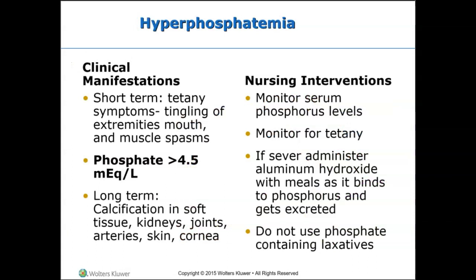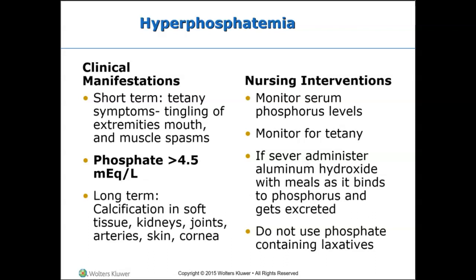Clinical manifestations include tetany symptoms in short-term excess levels. And if levels are high enough for long periods of time, calcification in the soft tissue can occur. So we're going to get, again, tetany, tingling of the extremities, maybe the mouth, maybe muscle spasms. Again, long-term, though, would be calcification in the soft tissues, calcification in your kidneys, in your joints, in your arteries, in your skin, in your eyes, the cornea, right?